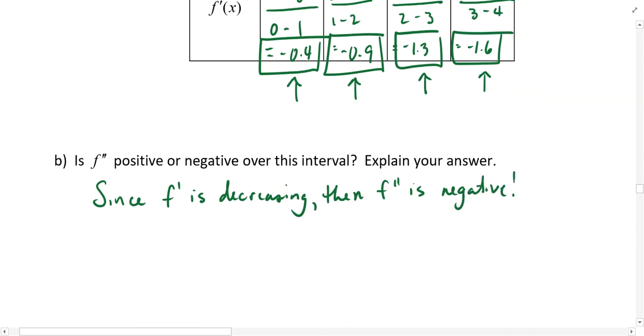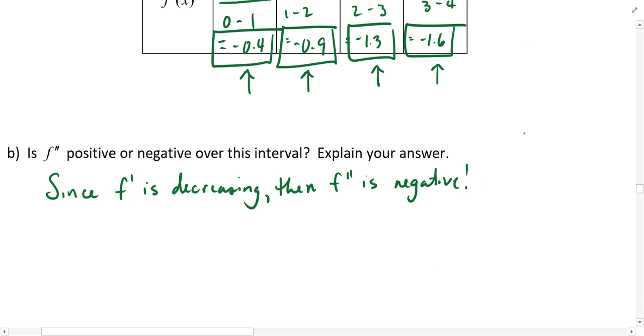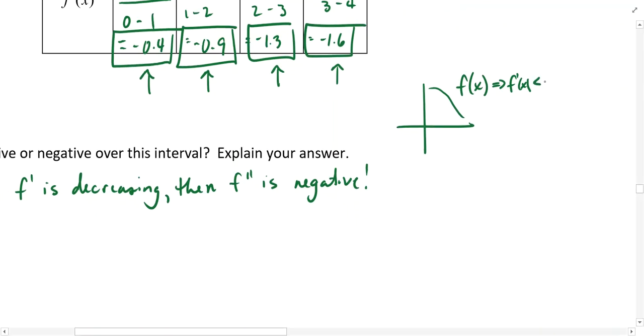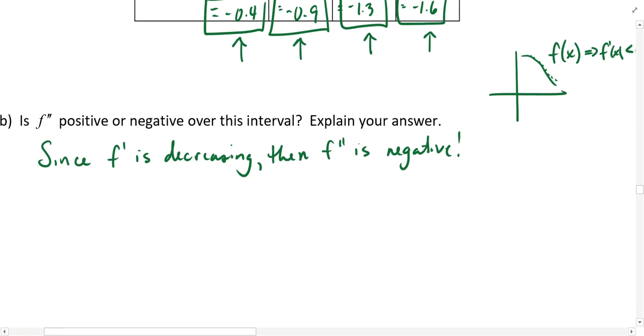And that would be a similar claim to this one here. If we've got a graph of some function, let's say that this line represents f, or y equals f of x. If our function is shown to be decreasing, then that implies that f prime is less than 0 or negative. So if a function has decreasing values, then the derivative is negative. If our derivative has decreasing values, then the second derivative is negative.